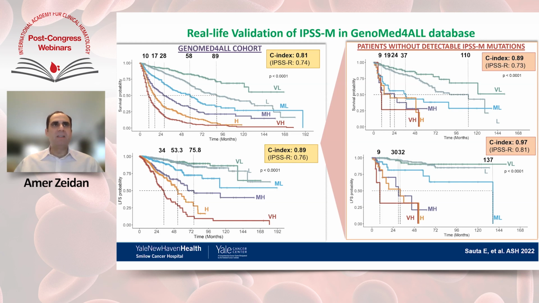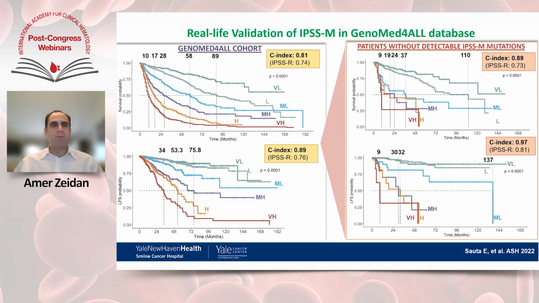And you can see here that for the overall cohort of the study, the C index for the molecular IPSS was 0.81, which was better than the revised IPSS, which was 0.74. So the revised IPSS still works okay. I mean, 0.74 is a good fitness of the model, but molecular integration clearly leads to better results, as you can see, to 0.81, and that's for overall survival.